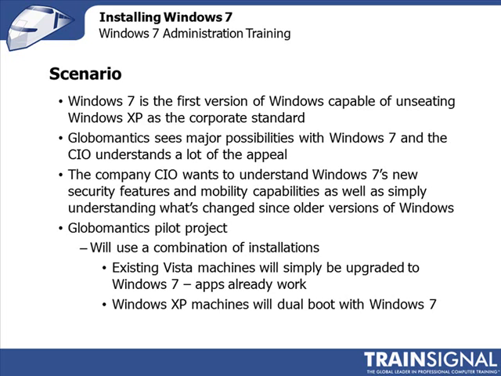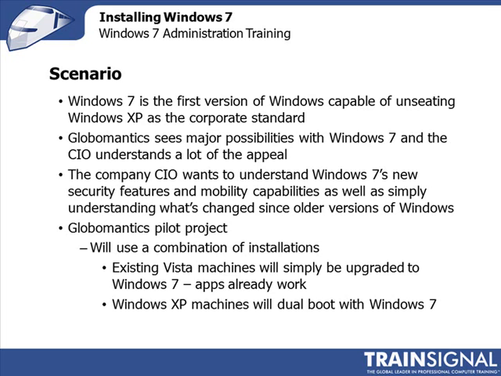Now, Windows 7 includes powerful new security features that are of high interest to Global Mantic, mainly because of a security breach that the company experienced recently, and because of increased mobile efforts that are underway in the company. Windows 7 has a lot more in the way of mobility than older versions of Windows.